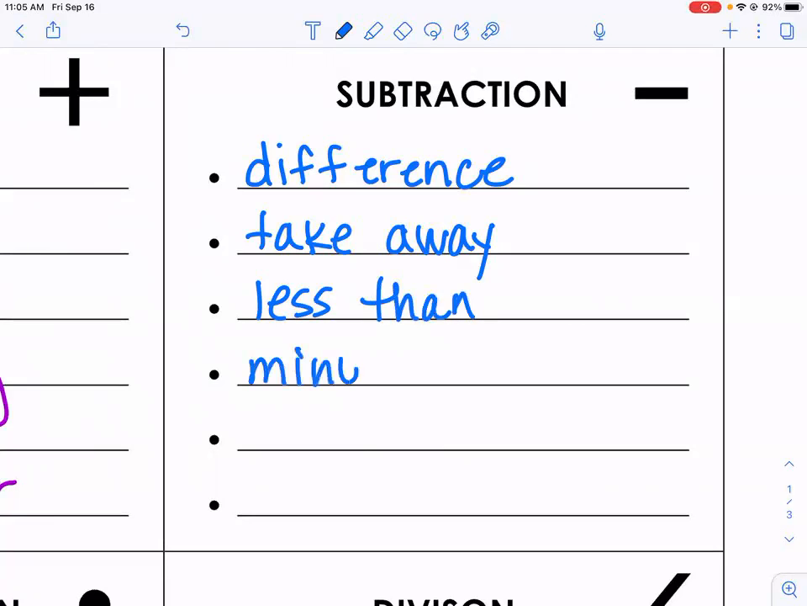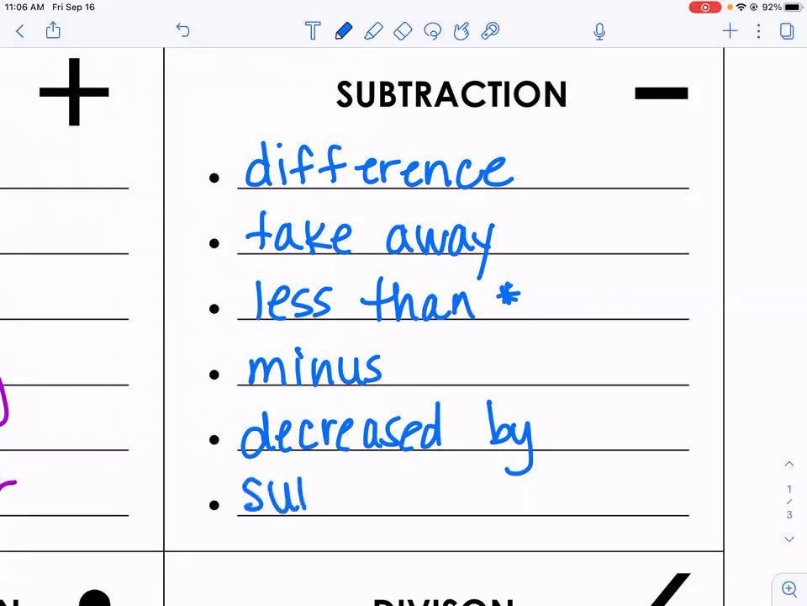Minus. Now I'm going to put a little star by less than because we're going to have to talk about it. Harper: decreased by. Okay. And then I'm also going to write up here subtracted from. And I want you to put a little star by that one also.